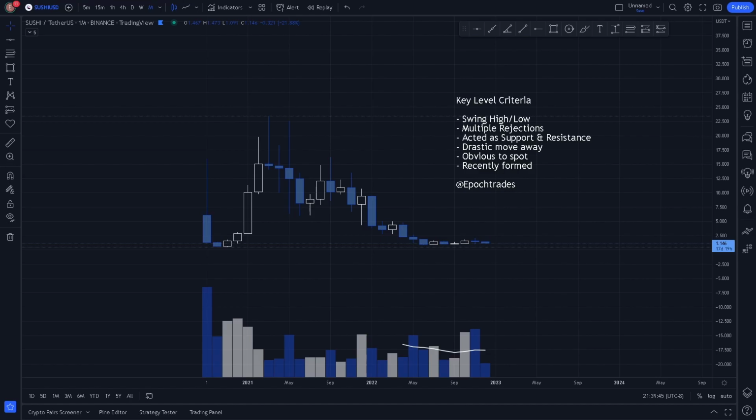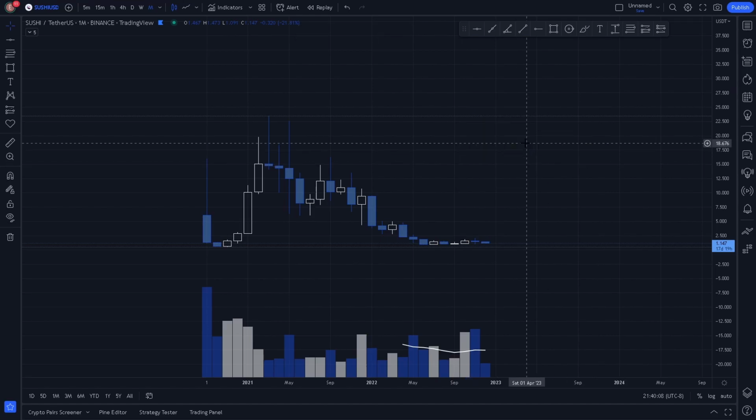Today we're going to be covering key levels on the monthly and weekly time frame for Sushi. So, as always, our key level criteria: we look for swing highs and swing lows, multiple rejections, acted as support and resistance, drastic moves away, obvious to spot, and recently formed. So, let's go ahead and hop right in.